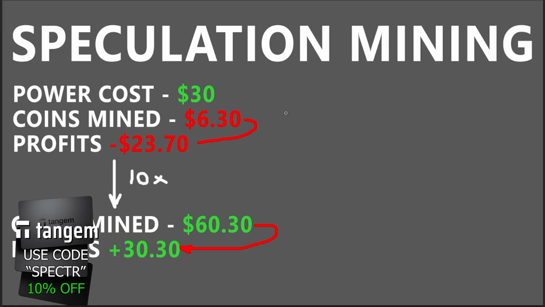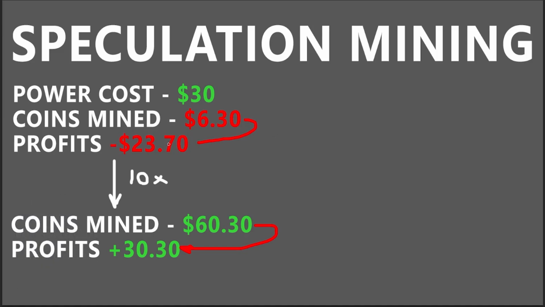However, the only problem with this is that you will have to pay out of your own money to cover the cost of the electricity. We would have to cover this $23.70 in electricity in the hope that it will go up 10x and it will return us $30.30. So you've already made that initial investment there.